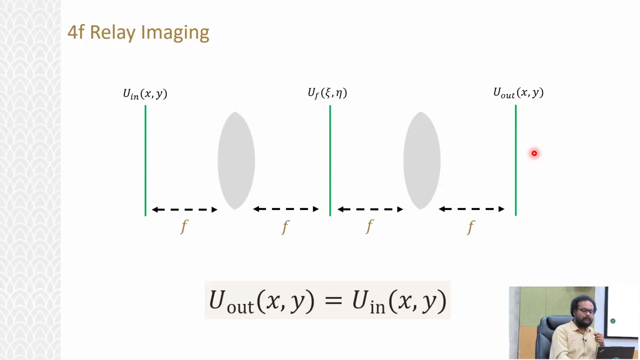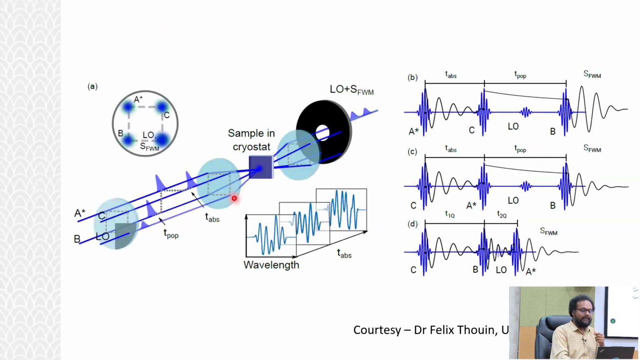That's the first part. So you need to somehow relay image the pattern on the diffractive optical element which generates this onto the sample. Let's talk about the second part. I want to now apply delay between the pulses. Delay between the 2 pulses, let's say between A and C, or C and A, or sometimes C and B.